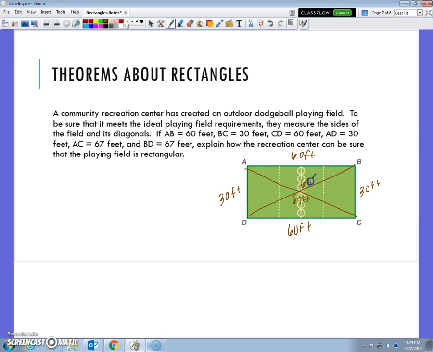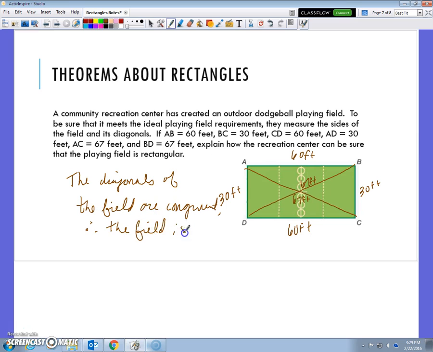Ding, ding, ding, that's that theorem we were just talking about. Okay, explain how the recreation center can be sure that the playing field is rectangular. I would say something like the diagonals of the field are congruent. Therefore, that's a little abbreviation for therefore. It's 3 dots, like a triangle of dots, therefore. Or you can write out the word therefore. Therefore, the field is rectangular.